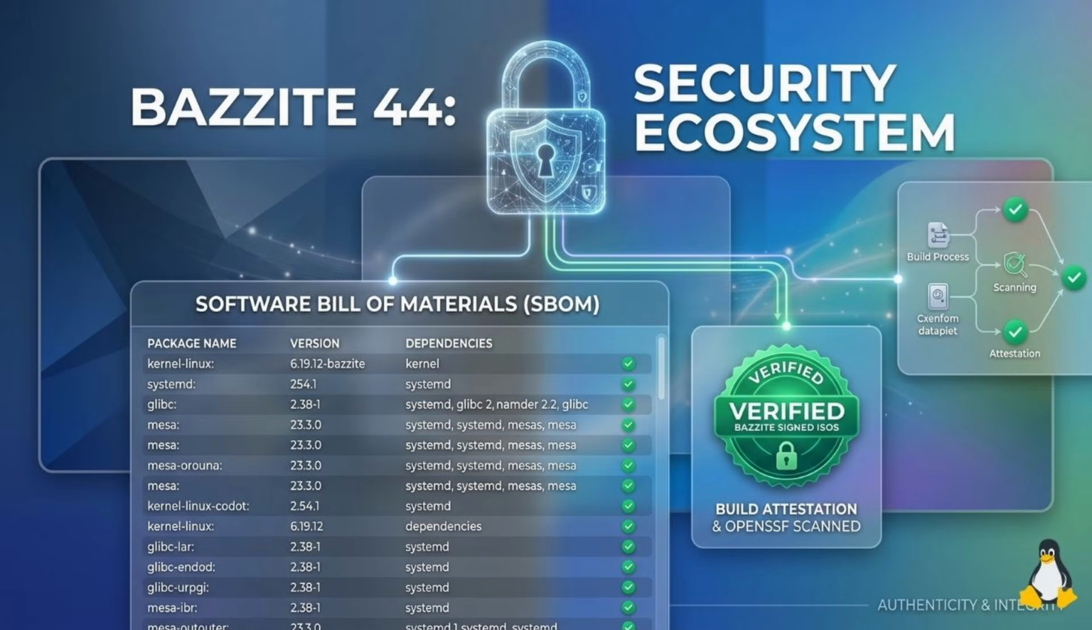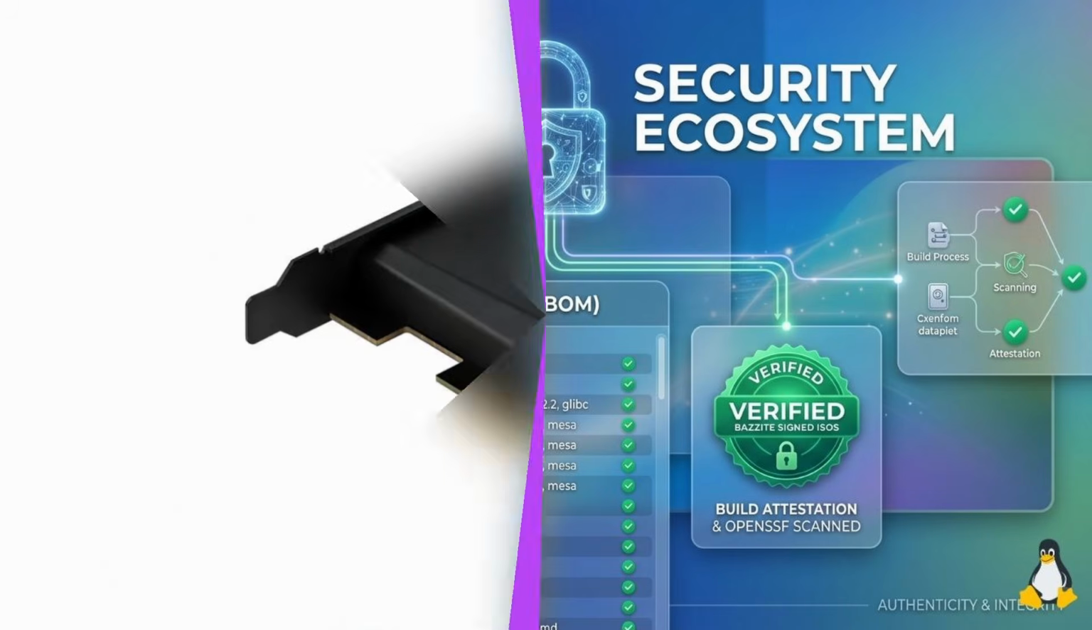Combine that with build attestation, OpenSSF security scanning and signed ISOs, and you have a system that is incredibly difficult to tamper with. When you download Bazzite 44, you can be 100% certain that you are getting exactly what the developers built, with no malicious middleman interference.